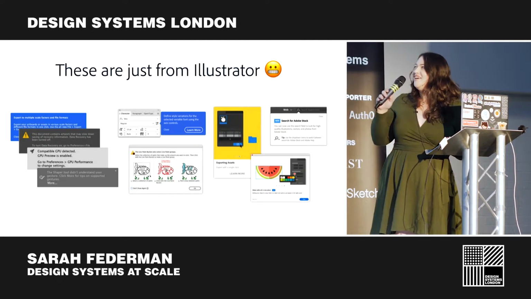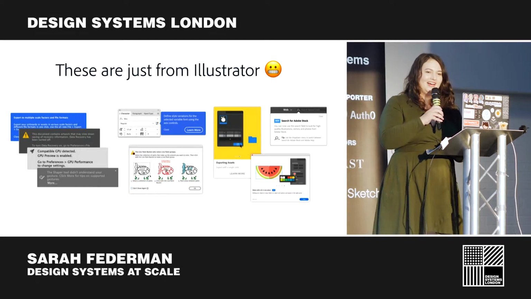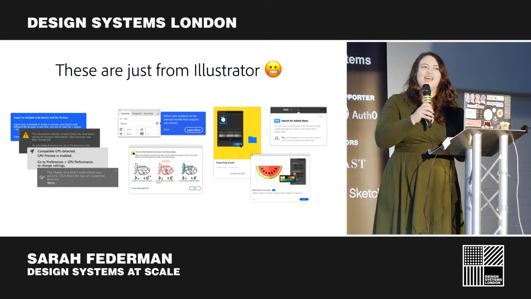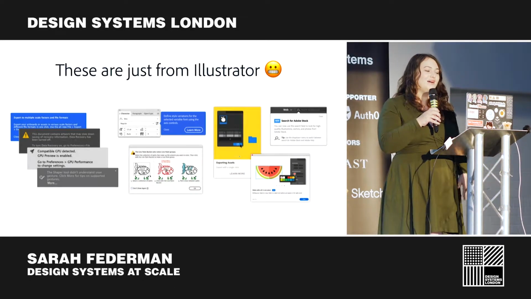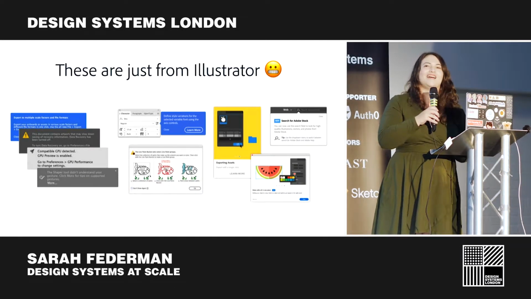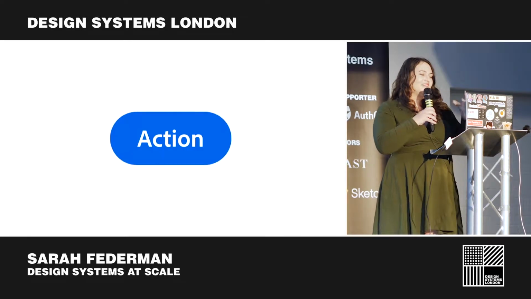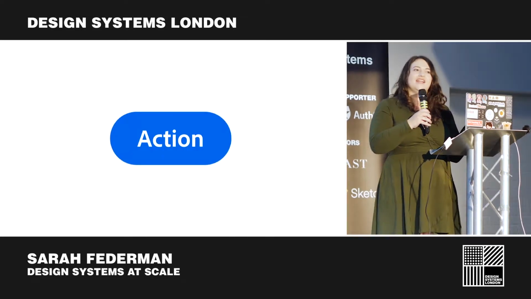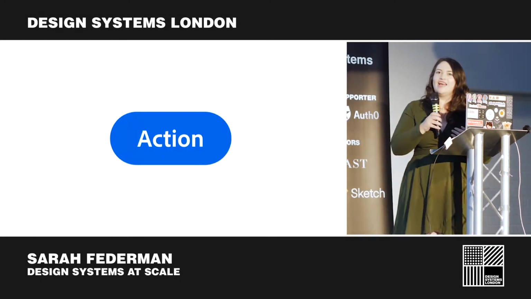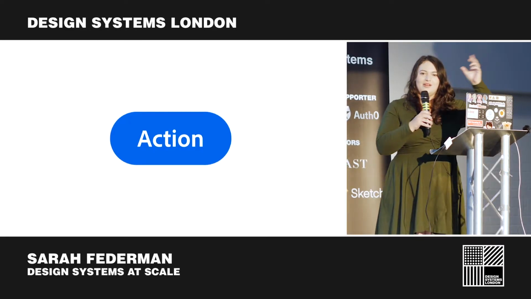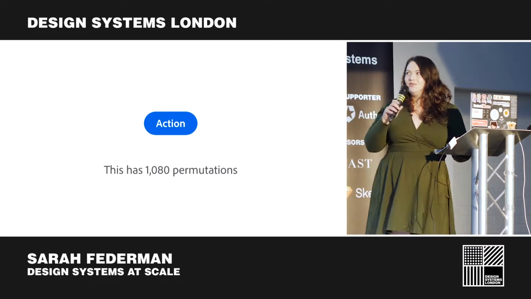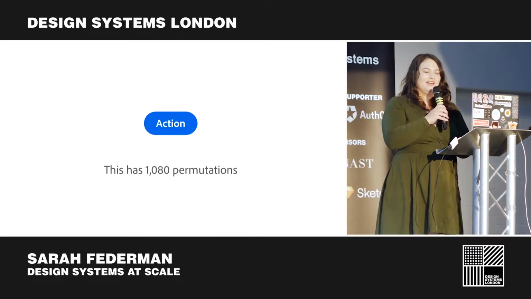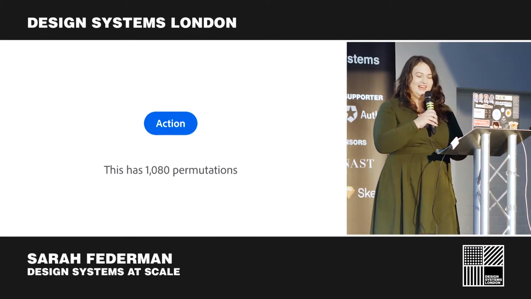So these are just dialogues just from Illustrator. It's pretty simple to say, well, replace that with one dialogue, duh. But it doesn't end up being that simple usually. So take, for example, a simple button, right? This is our call to action button. It's text on a background, and when you click it, it does something. Well, we have 1,080 official buttons at Adobe.